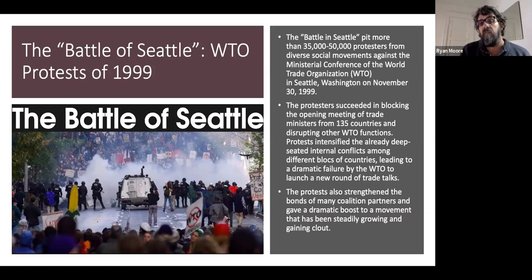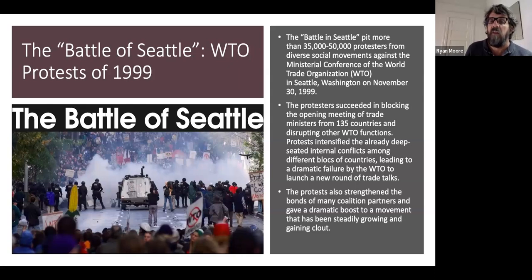Again, in this case, a global body that is not really democratically accountable to people or to governments at all, and yet has enormous power to affect workers' rights, to affect the environment, to affect the entire global economy. And so protesters came together in Seattle during late 1999 and basically succeeded in blocking the opening meeting of these trade ministers that had come from 135 countries. And they disrupted all kinds of other WTO functions.